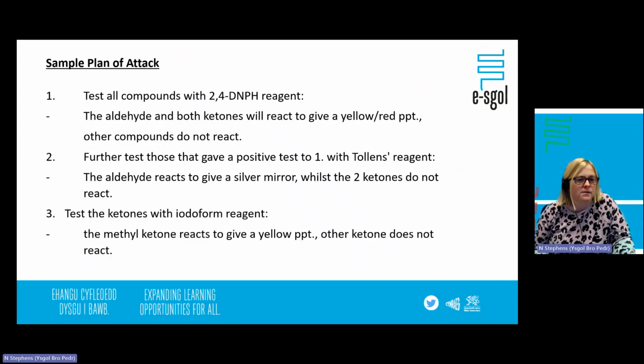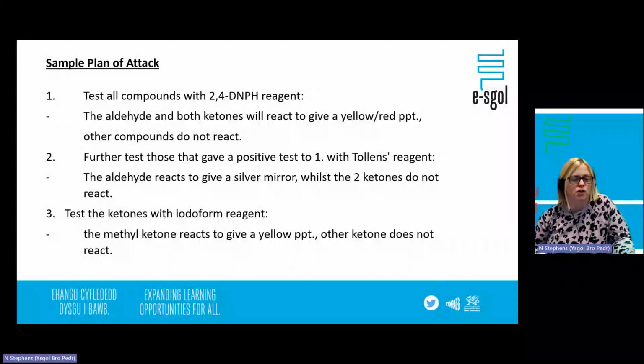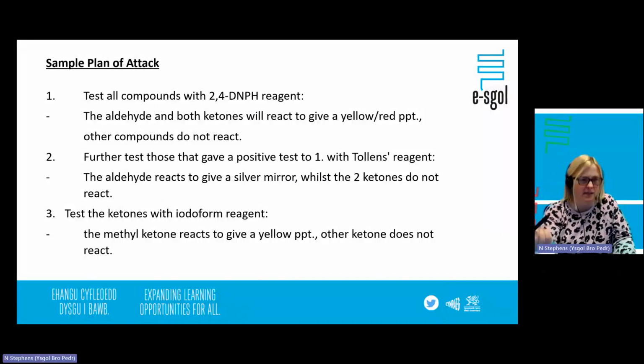Okay, and finally, to differentiate between the 2 that gave a positive initially but a negative to Tollens, we can differentiate between the methyl ketone and the other ketone by using the iodoform test. The methyl ketone will give a yellow precipitate, whilst the non-methyl ketone does not react. But because it had previously given a positive result to the 2,4-DMBH, we can confidently identify that as the non-methyl ketone. So we've done 3 tests, all relatively simple, and we've already identified 3 of the 8 possible compounds.